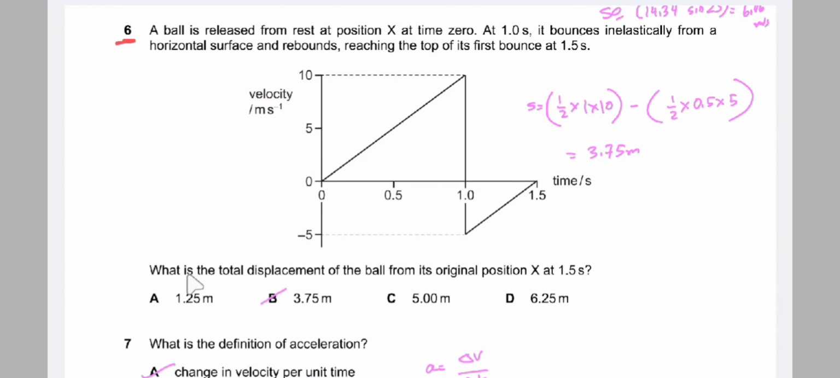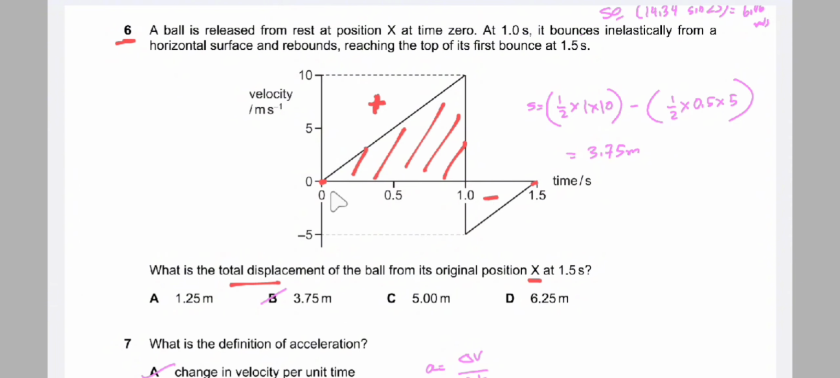Question number 6. What is the total displacement of the ball from its original position x at 1.5 second? So from its original position to 1.5 second, what is the overall displacement? The area under the velocity-time graph gives us displacement. So what is the total displacement? Total displacement is the positive displacement minus the negative displacement.